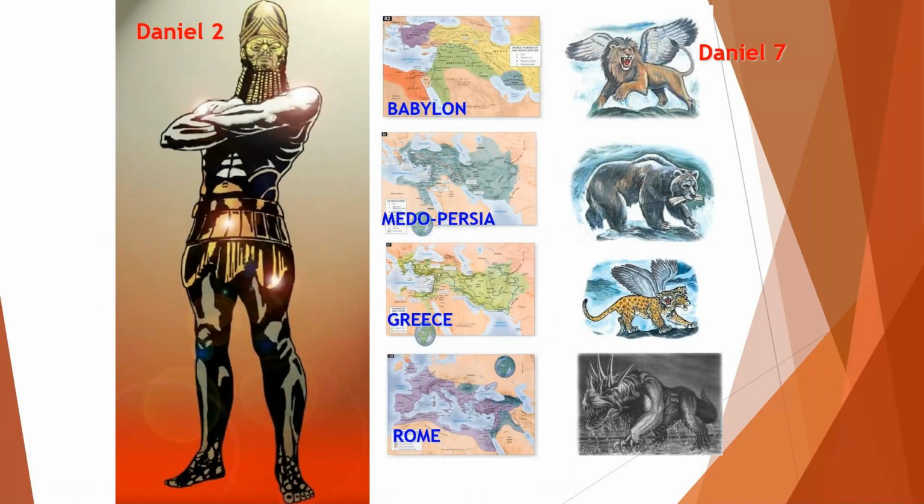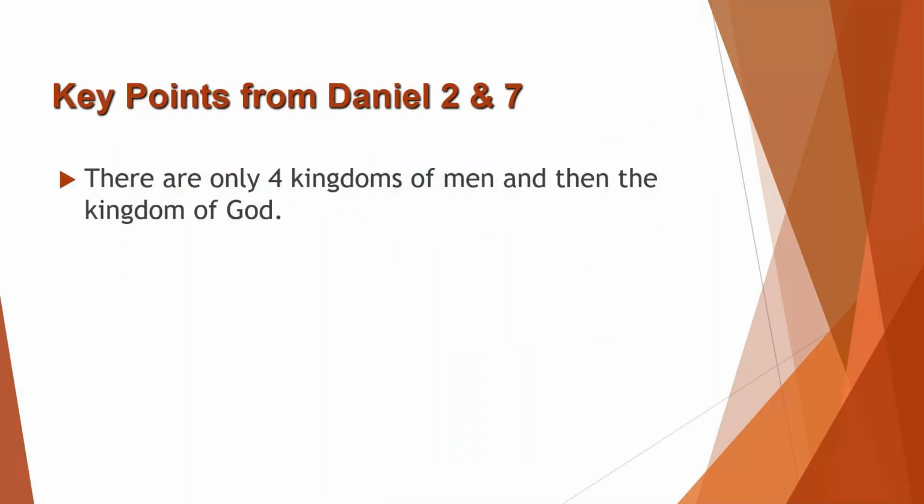Now, of course, the fourth beast doesn't look like that anymore. It doesn't look like the Roman power that dominated the Mediterranean like it did in the time of Christ. Obviously, it doesn't look like that. But we're in a phase of this fourth beast because we know, of course, the others have all gone and Christ hasn't come yet. So we're in that phase. So here we are. It's only four kingdoms of men and then the kingdom of God.